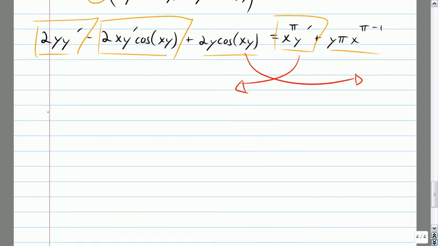So 2y y prime minus 2x y prime cosine xy minus x to the pi y prime equals y pi x to the pi minus 1. What's next? Minus or a plus?